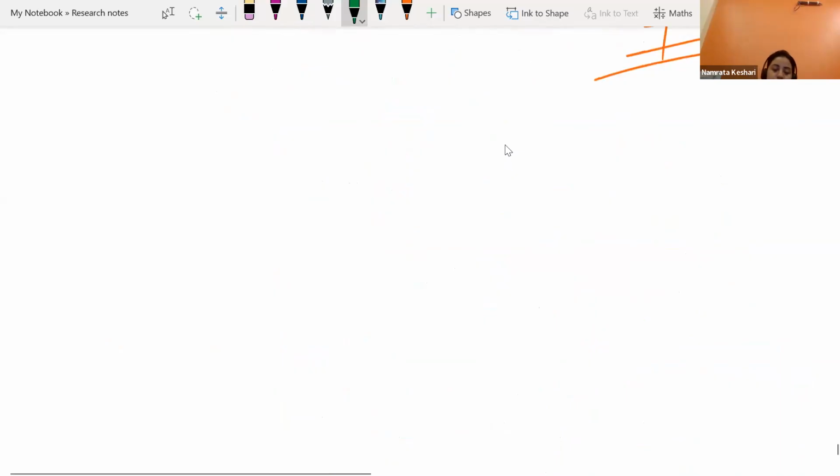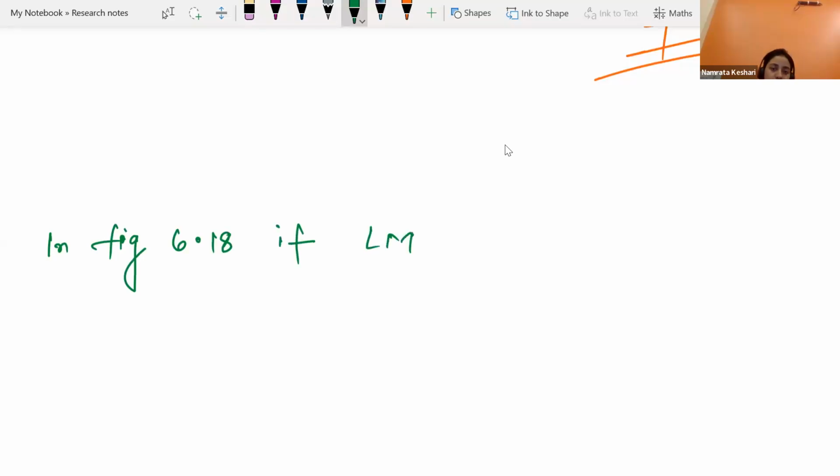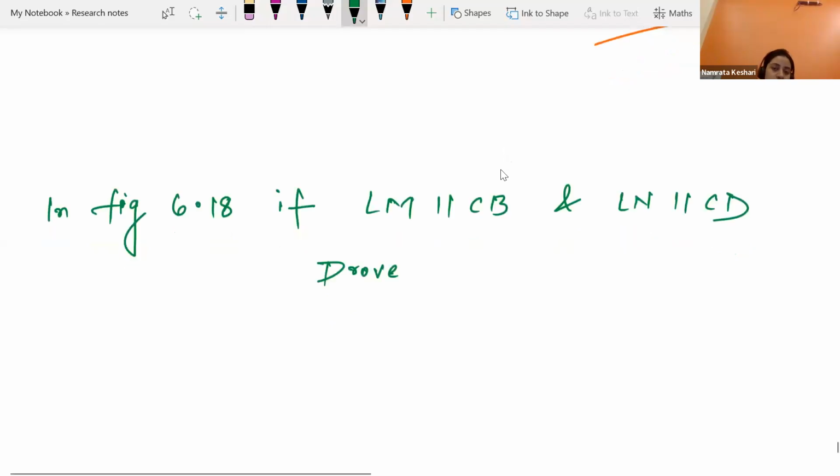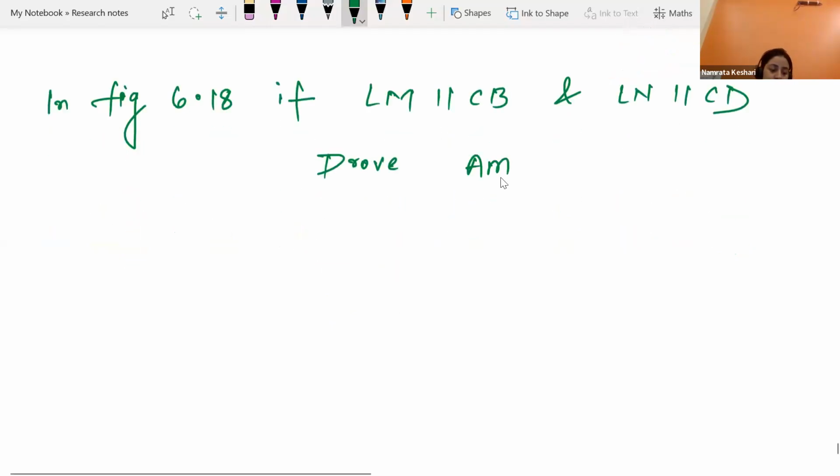Okay, let's start solving the question because it is there in your book. In figure 6.18, if LM is parallel to CB and LN is parallel to CD, prove that AM by AB is equal to AN by AD.